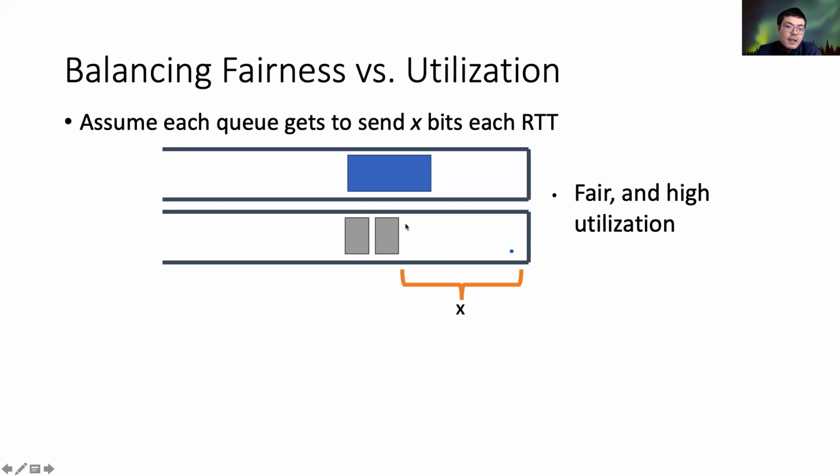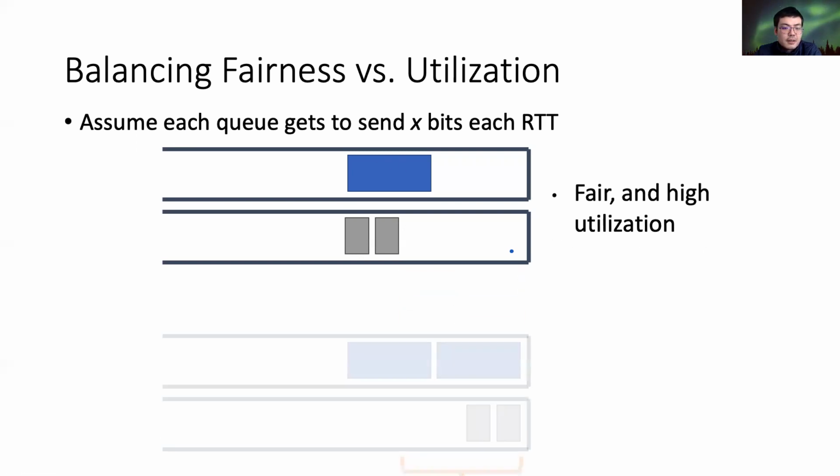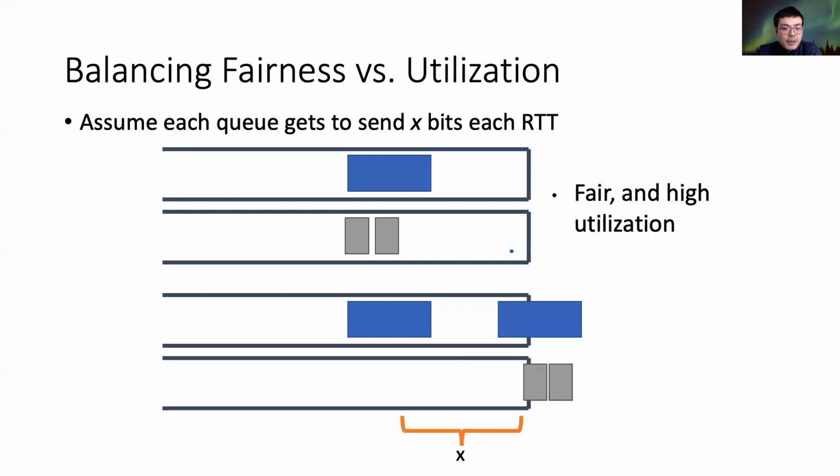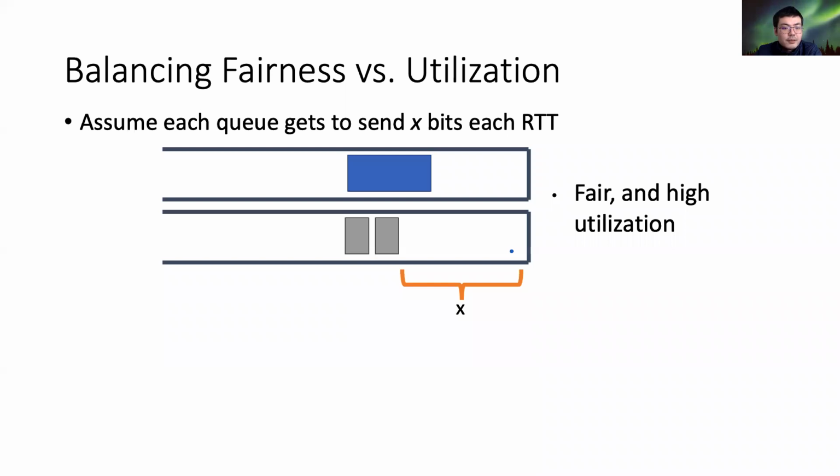And this is fair and a high utilization, right? So you are not sending two blue packets together. But here, the problem is that if you look at here, right?